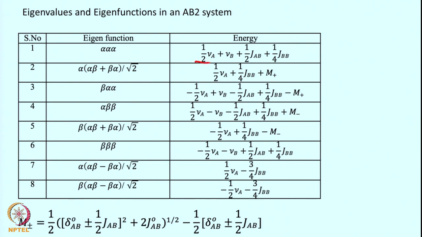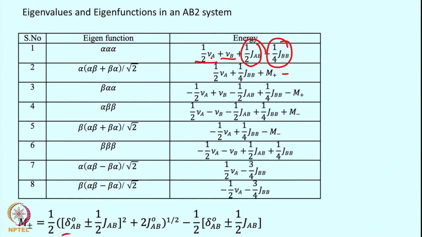So, what we have is half of the frequency of A, then B, and then because of the mixing of AB and 1/4 of BB, that is one eigenfunction. Then we have another eigenfunction. So, here the frequency of A and the coupling constant between BB and so forth, one can write it.